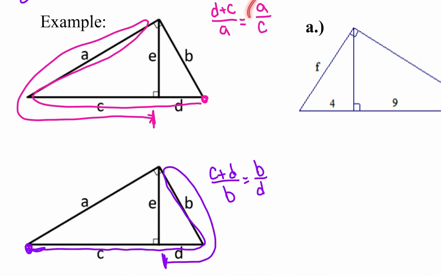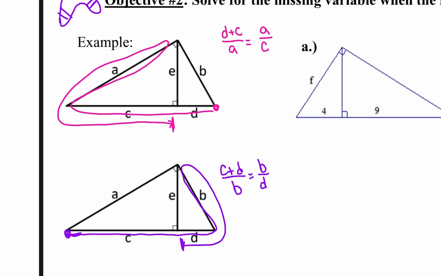In other words, look at this last one. See how this is A over C on the top one? A over C comes from here. See how this one's B over D comes from here. So it should always end with two letters from the same triangle.